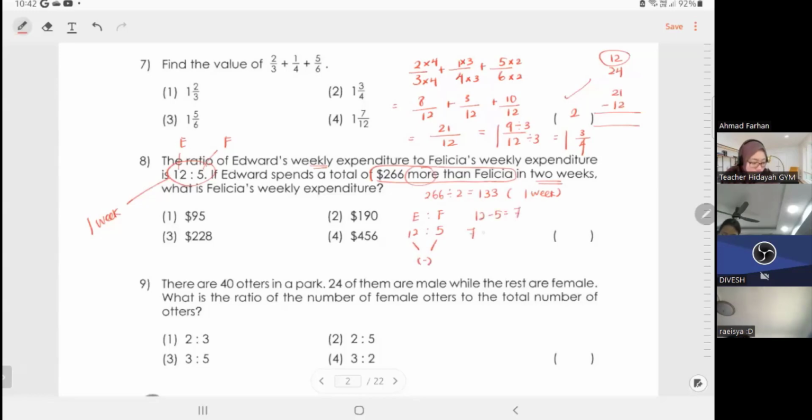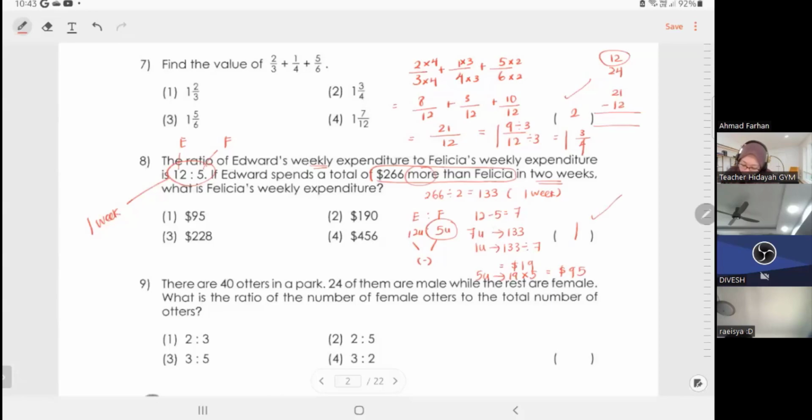7 units. I'm going to use units. You know why it's units? Because ratio in simplest form is units, right? I know you all know already. 7 units is 133. 1 unit is 133 divided by 7, and I get 19. I want the weekly expenditure for Felicia, 5 units. So 5 units is 19 times 5, and my answer is 95. Answer is number 1. Please mark.